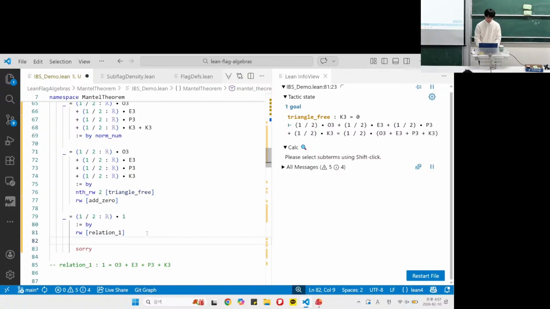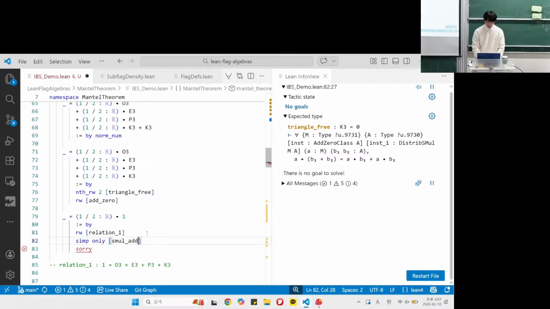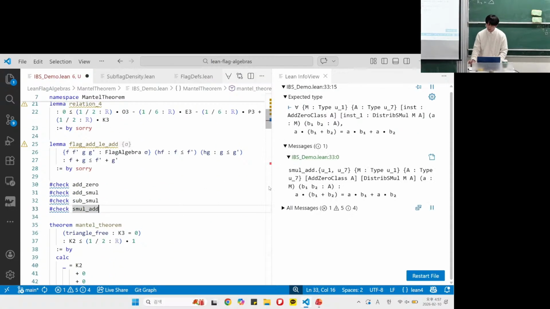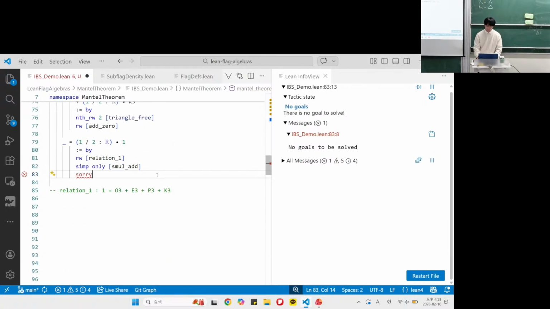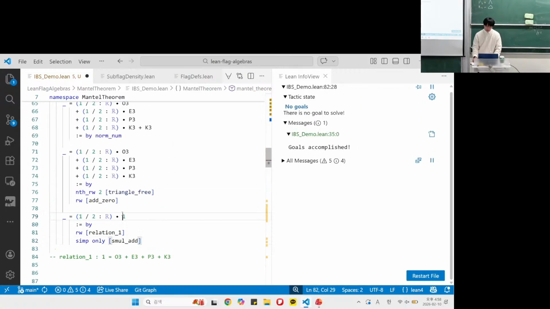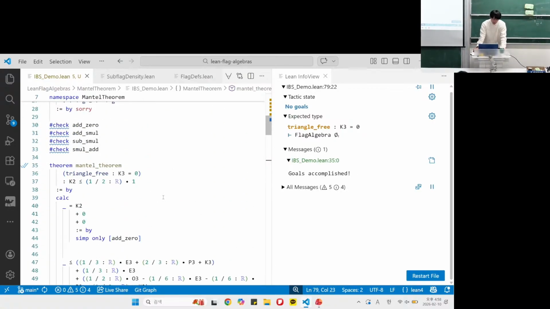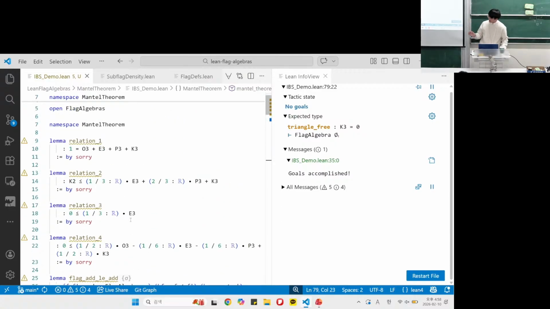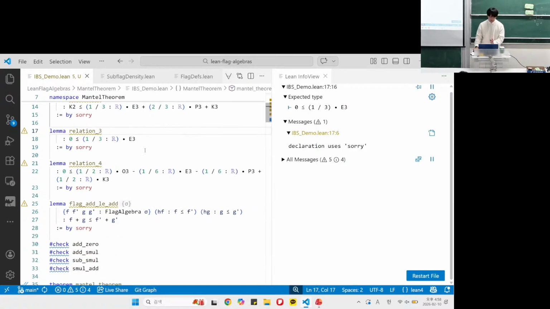So using smul_add, the left distributive law. Using this law, we can conclude the final calculation step. And by doing so, we complete the proof of Mantel's theorem in Lean. And all of these lemmas used in the process are provable within our formalization framework.